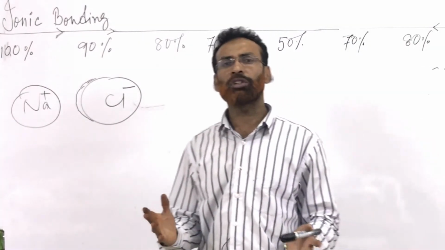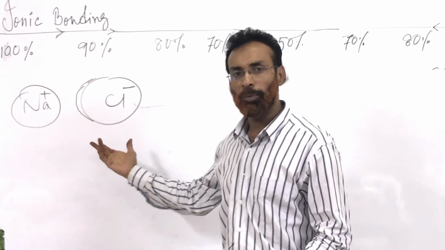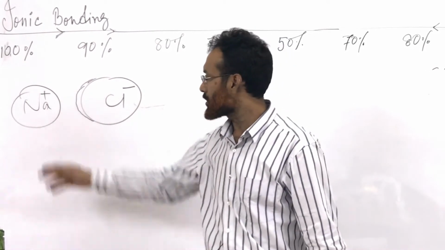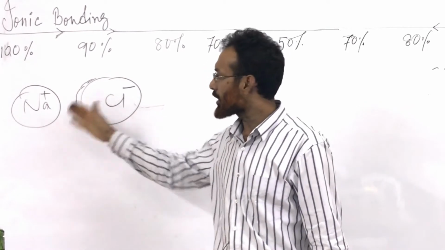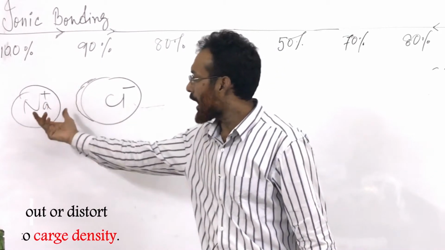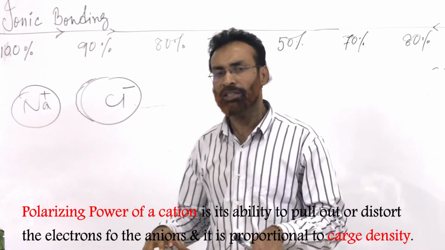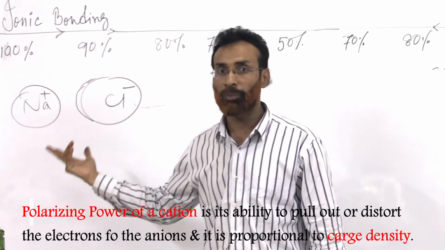Here we use two different terms to explain how covalency develops in an ionic compound. One for the cation, another for the anion. For the cation we use polarizing power, which means the cation distorts the electron cloud of anions. Its ability is called the polarizing power of the cation.